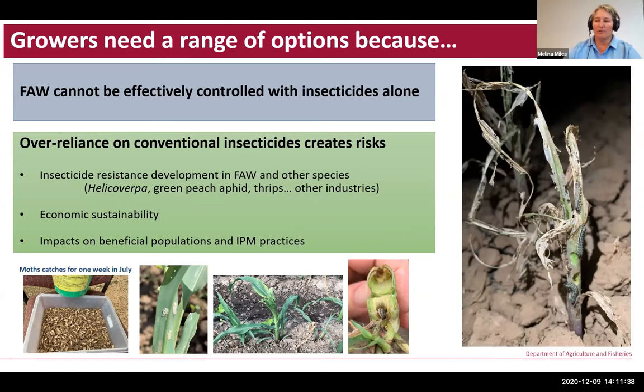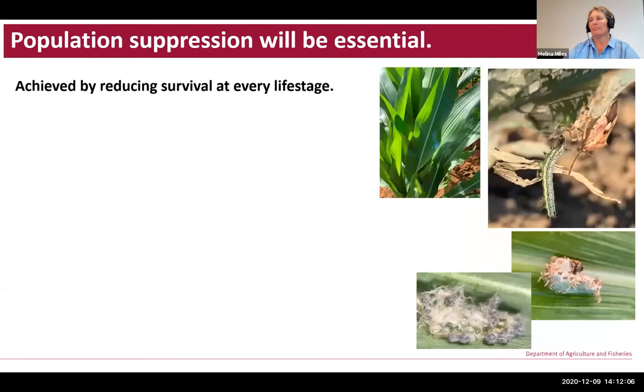It's also important to realise that focusing your attention on managing this with insecticides does almost shut the door on some of the IPM practices that might have some benefit to industries, and particularly on the activity of natural enemies. Some of those products are quite incompatible with maintaining good populations of natural enemies that can very effectively get to fall armyworm where the insecticides can't contact them. In my opinion, population suppression will be essential to an effective fall armyworm management strategy, and it's achieved by reducing the survival somewhat at every life stage.